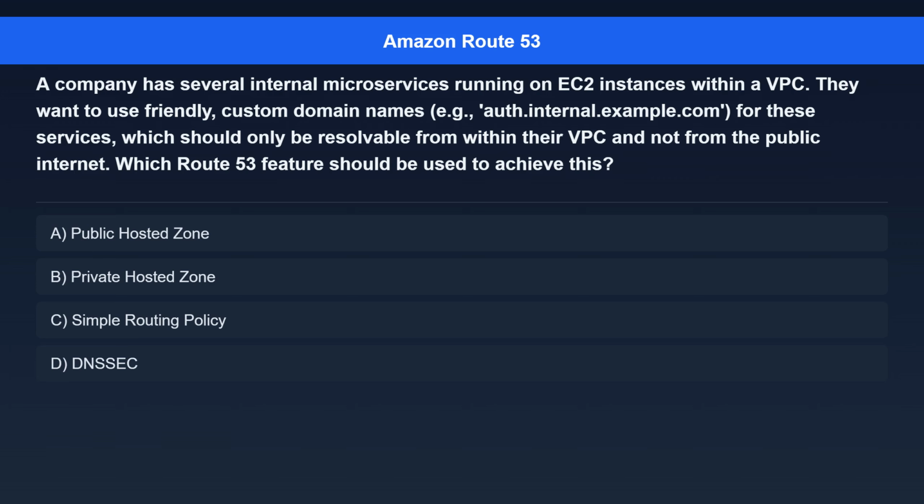Question 3. A company has several internal microservices running on EC2 instances within a VPC. They want to use friendly custom domain names, e.g. auth.internal.example.com, for these services, which should only be resolvable from within their VPC and not from the public internet. Which Route 53 feature should be used to achieve this? Option A. Public hosted zone. Option B. Private hosted zone. Option C. Simple routing policy. Option D. DNSSEC.